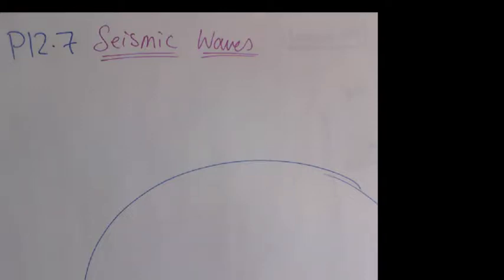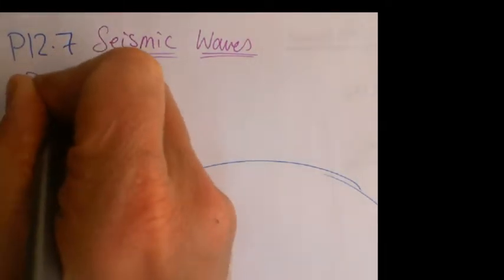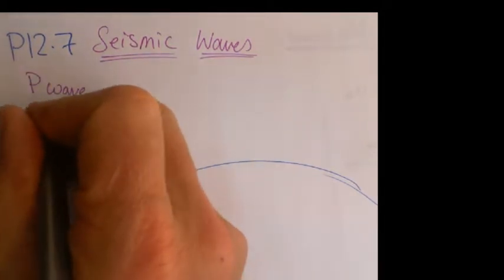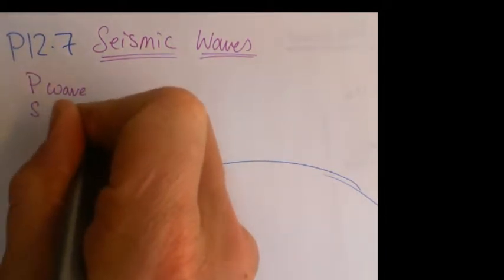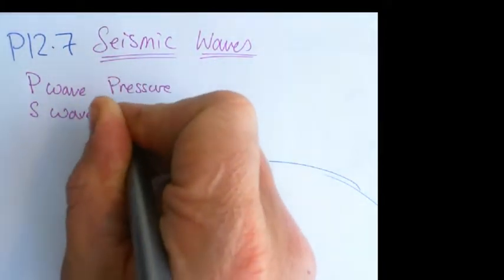Okay, so P12.7 seismic waves. What we've got is two types of seismic wave. The first type is known as a pressure wave or a P wave, and the second type is known as an S wave or a stress wave. Okay, so that's pressure and that's stress.